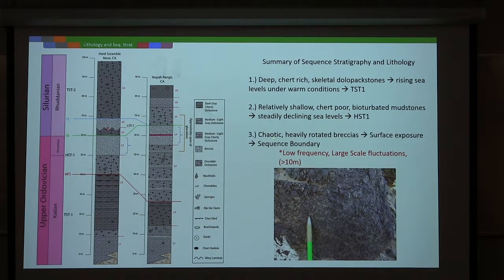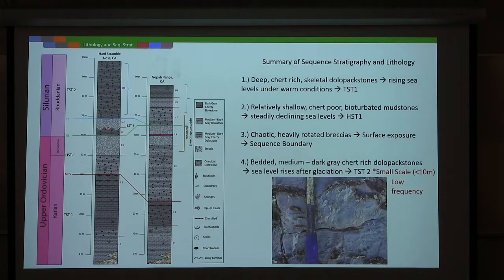When we get to our chaotic, heavily rotated breccias, it means we have our highest extent of sea level fall and surface exposure. It's a low-frequency, large-scale fluctuation and is therefore associated with glaciation. And it also indicates our sequence boundary. When we move back into bedded medium to dark gray, chert-rich dolopackstones that are accompanied by small-scale, low-frequency autocycles, it means that we're now rising in sea level after the apex of glaciation and our highest extent of sea level fall.